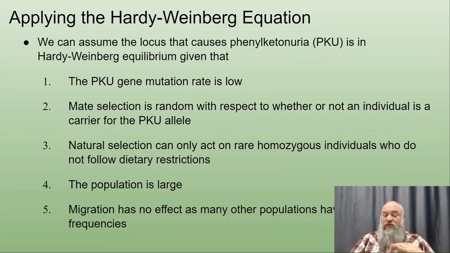Natural selection can only act on a rare homozygous individual, and then only if you don't catch it and they are eating a bad diet, which in the United States we generally catch. The population in the United States is very large, and migration has no effect, as many of the other populations that are moving in and out of the United States also have similar allele frequencies for PKU. So in-migration and out-migration don't affect the gene frequencies.